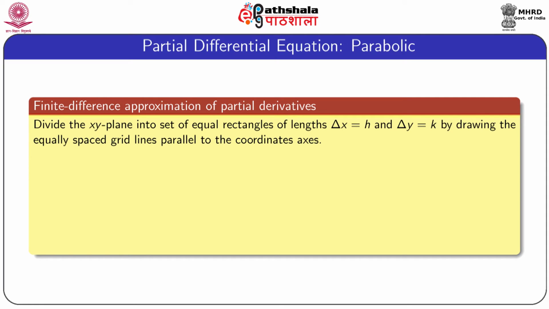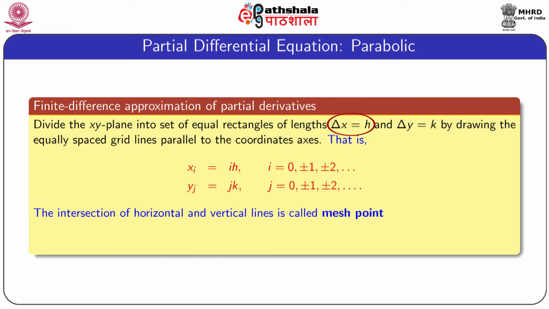I have mentioned that the partial differential equation can be solved with the help of the finite difference method. For this purpose, we divide the entire xy plane into sets of equal rectangles of length delta x equal to h and delta y equal to k by drawing some equally spaced grid lines parallel to the coordinate axes. That means the x direction is divided into some intervals with spacing h, and the y direction is divided into some other number of intervals with spacing k.